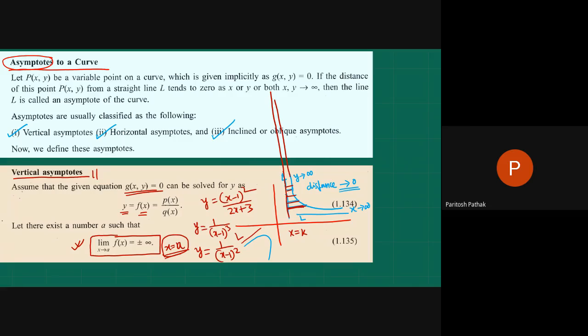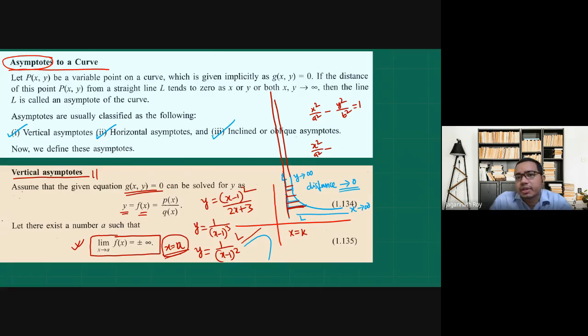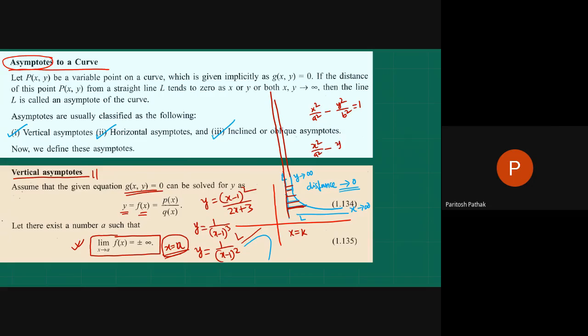Sir, suppose I am giving an example. Like the equation is x square upon a square minus y square upon b square is equal to 1. That is the hyperbola equation. Then the equations of the asymptotes of this curve are x square upon a square minus y square upon b square is equal to 0. These two are the asymptotes of this hyperbola. They differ only in the constant term, like 1 and 0.